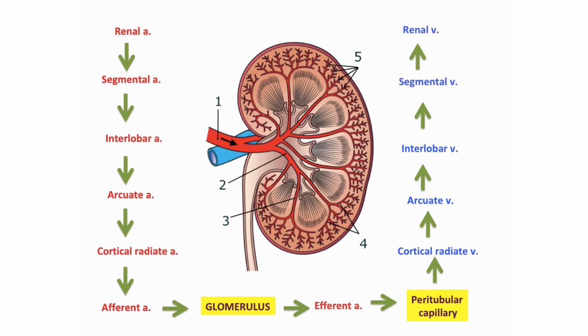Like everywhere in the body, if we have arteries, we have the corresponding veins. And then from the renal vein, it drops the blood back into the inferior vena cava, which proceeds up to the heart.